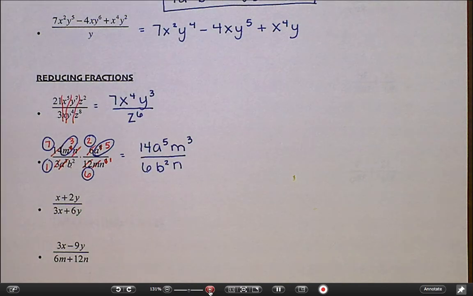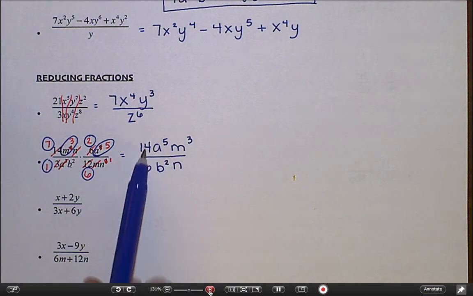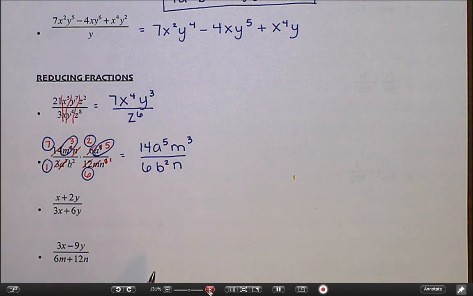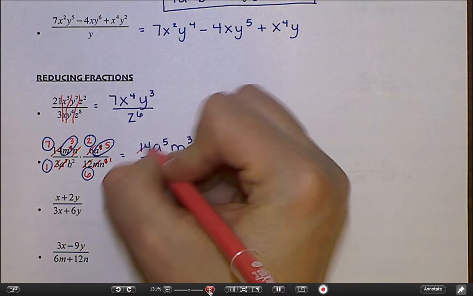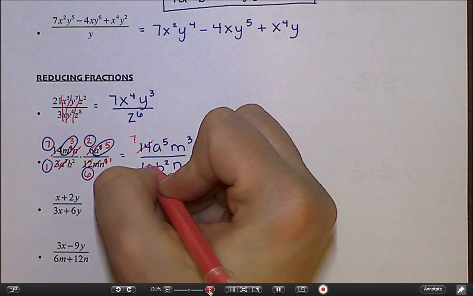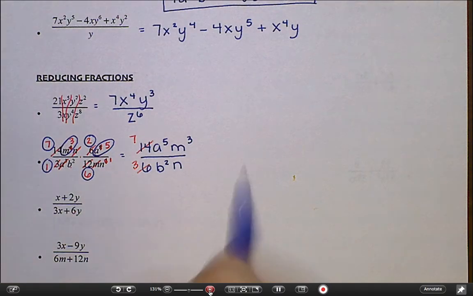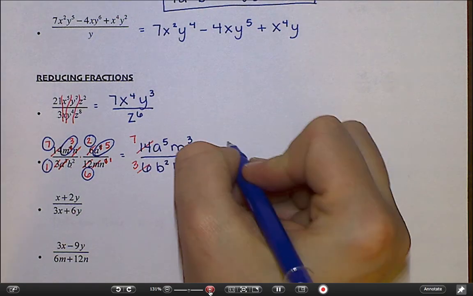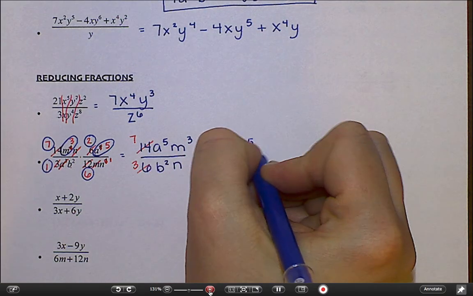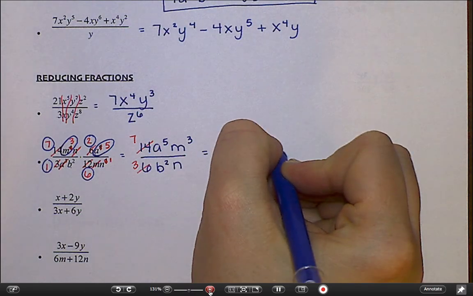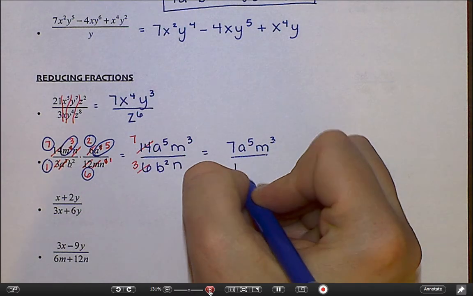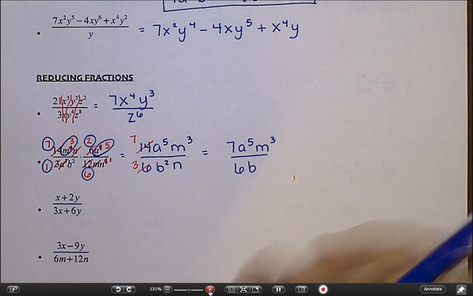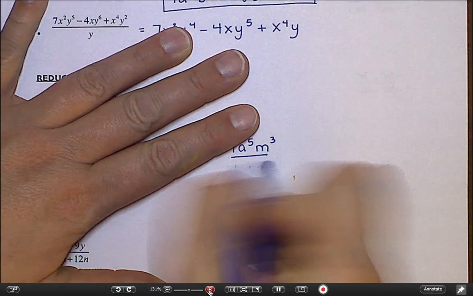Okay, so I did almost all of my reducing ahead of time. It looks like I do have one little piece that can still be reduced further, this 14 and the 6. I can divide those both by 2, so this would give me a 7, and this would give me a 3. And so then I should rewrite my answer with those. So 7, a to the 5th, m cubed over, oh, sorry, not 6, 3, 3b squared n.